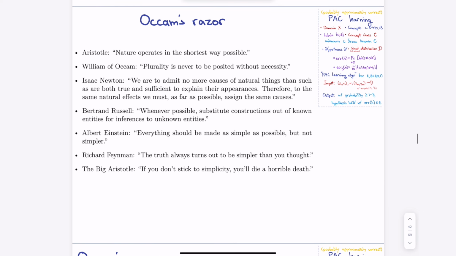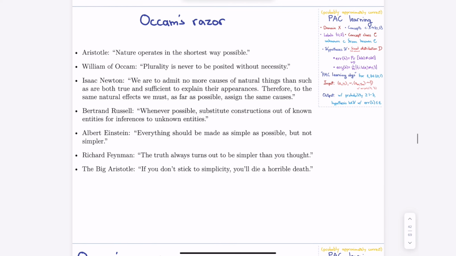At some level, you kind of want the hypothesis class to be small from a general principle of Occam's razor, which I guess has been restated in a million different ways. Aristotle, shortest way possible. William Occam, plurality is never to be posited. I found one by Isaac Newton. Bertrand Russell gave a very Bertrand Russell-y one. The Albert Einstein one you've probably heard of: simple as possible, but not simpler. Feynman, truth always turns out to be simpler than you thought. Big Aristotle, if you don't stick to simplicity, you'll die a horrible death.